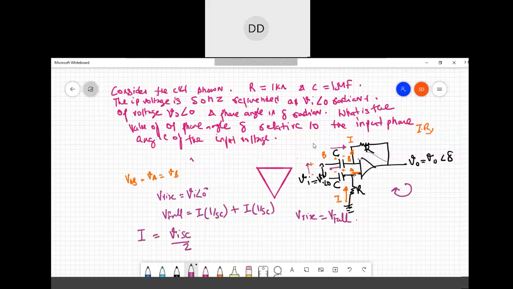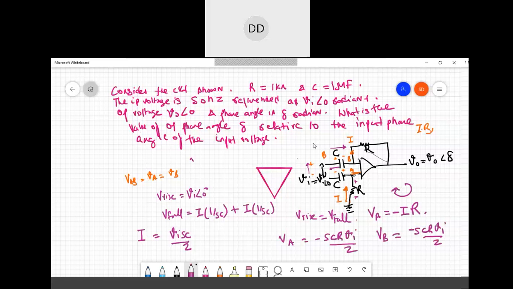Now if I see my V over here, the current direction is reversed. The direction which we have chosen here is plus minus, but the current is going in reverse, so it will be minus I into R. So VA I can write as minus SCR Vi by 2, substituting the value of I. Similarly, VA is equal to VB, that is minus SCR Vi by 2.